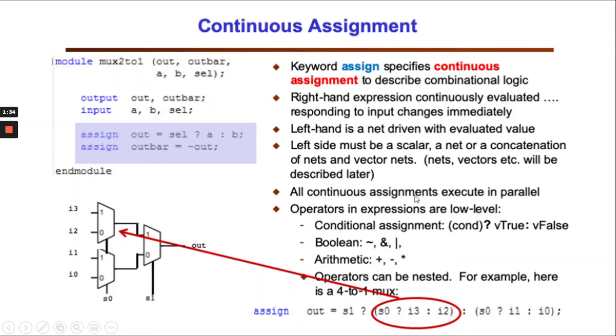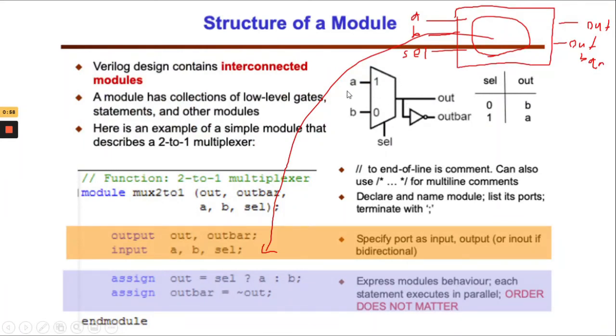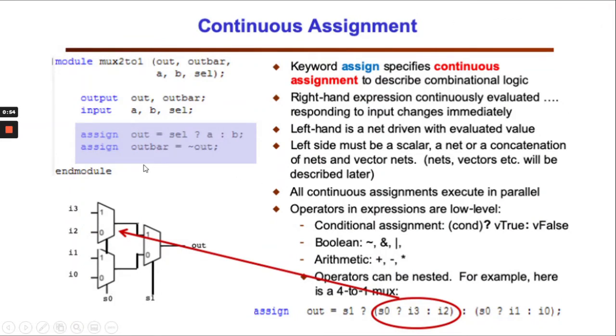Right? So all continuous assignments execute in parallel. They are not executed in sequence. It's like a circuit. This is the circuit, and every time you have changes, the output automatically reflects it. So it's executed in parallel, not in sequence like in software.